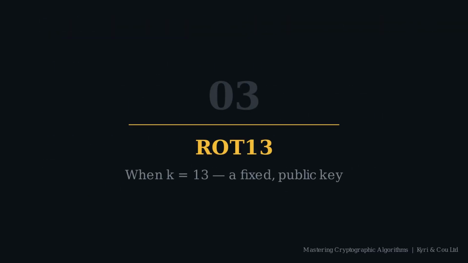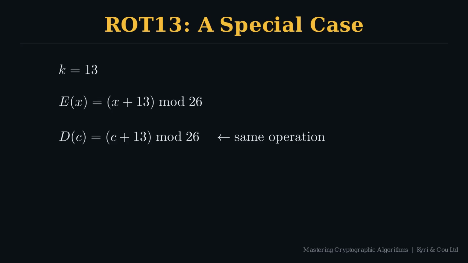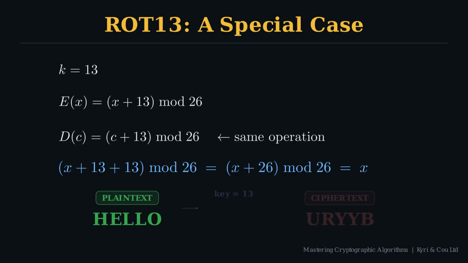There is one special value of the key worth examining on its own: 13. When the key is 13, the encryption and decryption formulas become identical. Both just add 13 modulo 26. This special case is called ROT13. The reason is that 13 plus 13 equals 26, and 26 modulo 26 is 0. Applying ROT13 twice leaves you where you started. It is its own inverse. Hello encrypted with ROT13 gives URYYB. Applying ROT13 again to URYYB and you get back hello.